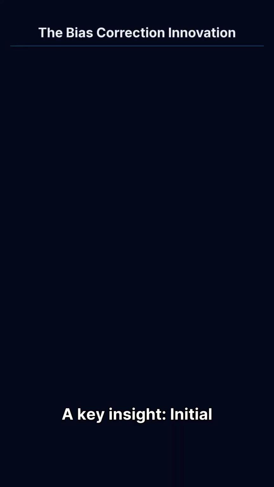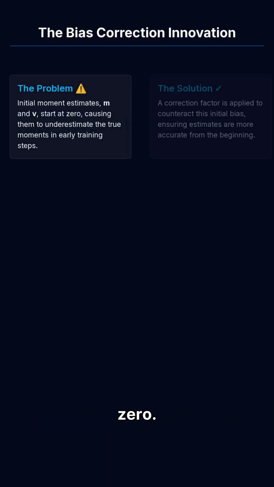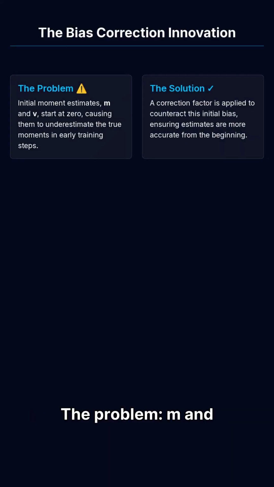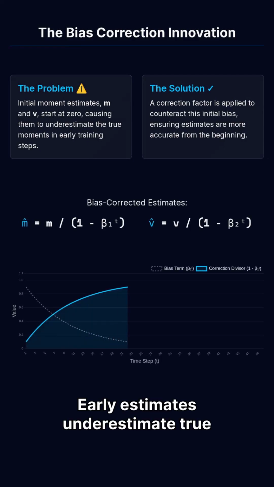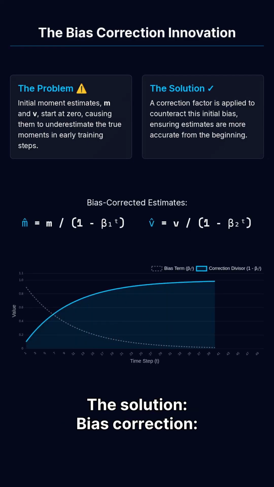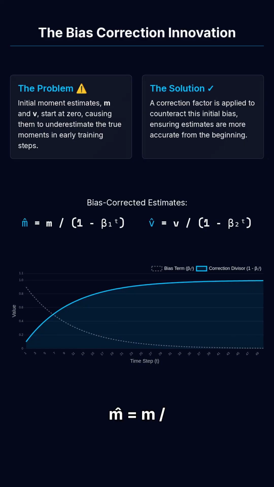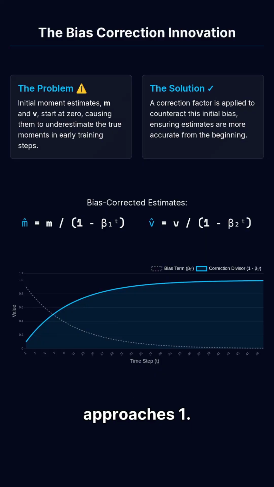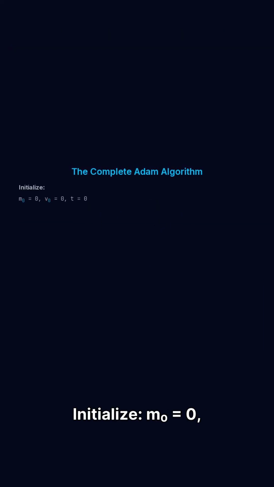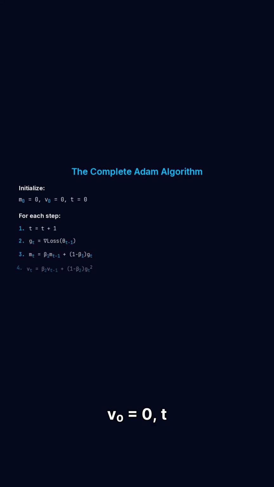A key insight: initial moments are biased toward zero. The problem: m and v start at zero. Early estimates underestimate true moments. The solution: bias correction, m̂ = m/(1-β1^t) and v̂ = v/(1-β2^t). As t grows, β^t approaches zero, and the correction approaches 1. Early bias is compensated. Initialize: m0 = 0, v0 = 0, t = 0.